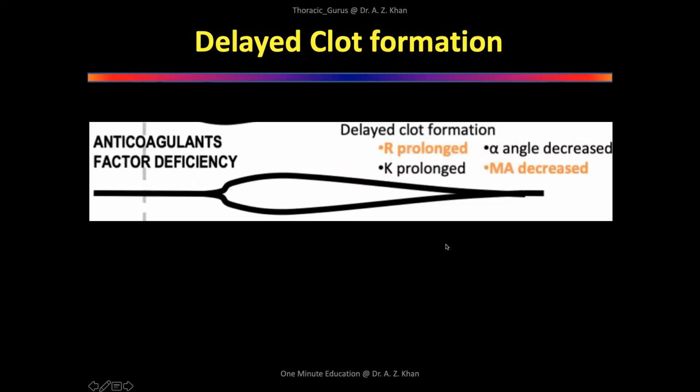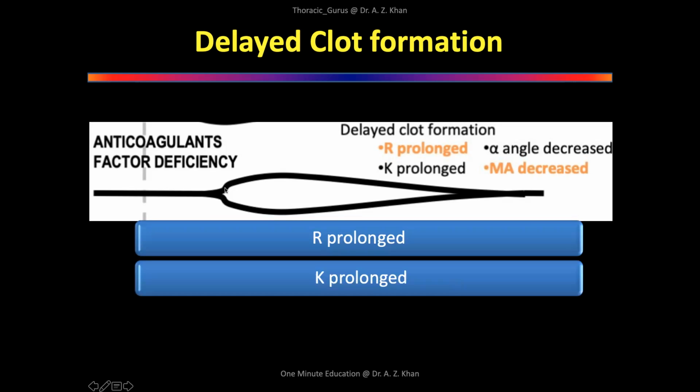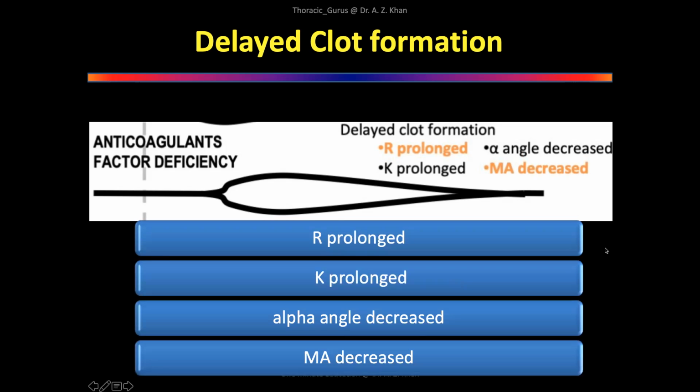Here is a TEG which is showing delayed clot formation. Now I'll explain what is happening in this. Here the R time is prolonged. Can you see that? Here the K is also prolonged. So this is stretched up quite a lot. The alpha angle is decreased, it's very stretched out, less than 50 degrees. And the MA, the maximum amplitude, is decreased. Normally the TEG will be up like this, but here the maximum amplitude is decreased.